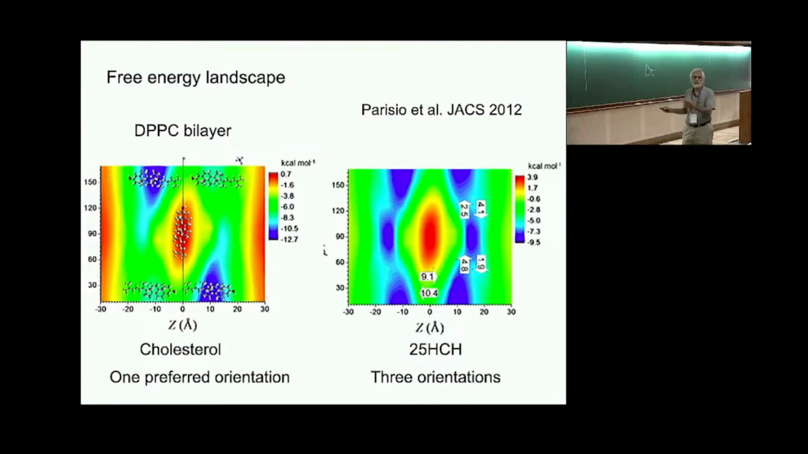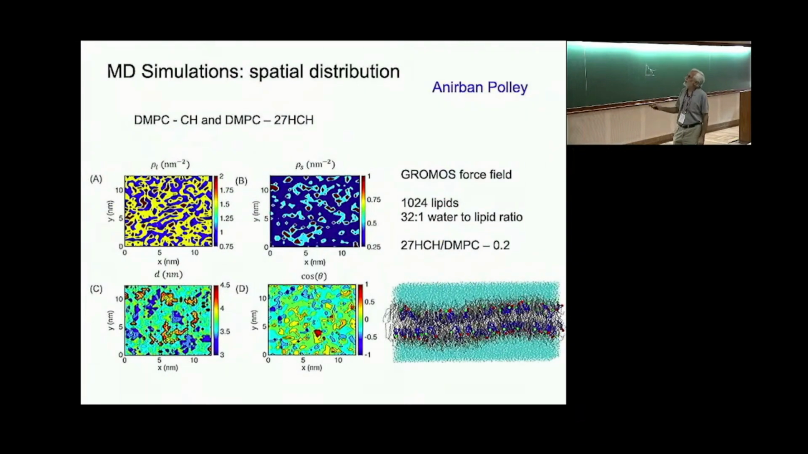So we thought that we should look at the orientation of this molecule in the system more carefully. So these simulations were done by Anirban, who looked at both DMPC cholesterol and DMPC and 27-hydroxy cholesterol. So these are the details. Basically, we have excess water, and then we can look at the lipid density, the sterol density, and the bilayer thickness, and also the orientation. So theta is the angle the axis of the molecule makes with the layer normal. Okay, so we can look at these properties and then see how they behave.